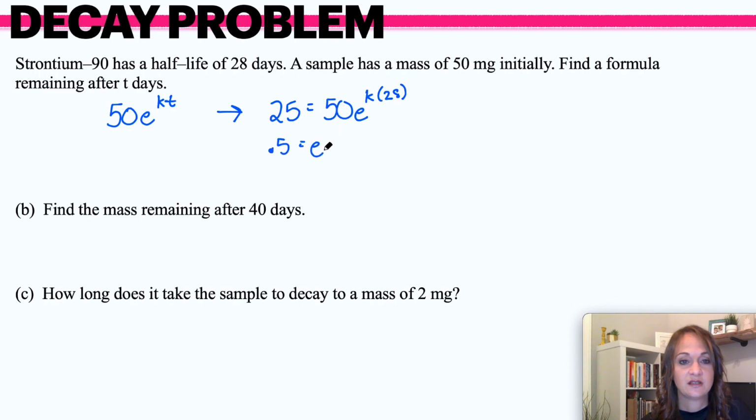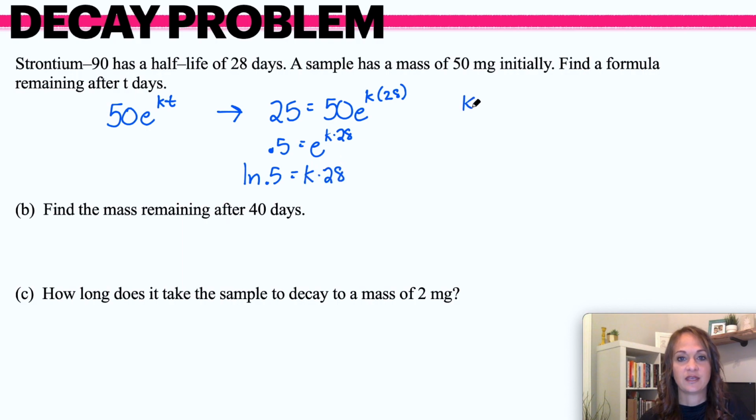Do you notice a pattern here? 0.5 represents 1/2. A half-life is basically half. So it will always give you 0.5 anytime you're going from the initial population to half of it. And now to solve, you need to get rid of e. So I'm going to take the natural log of both sides.